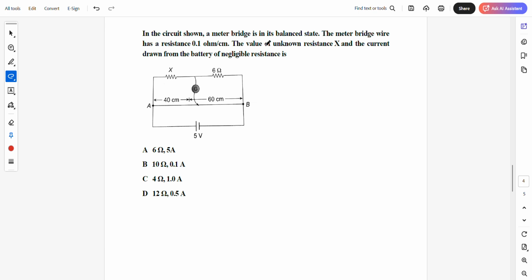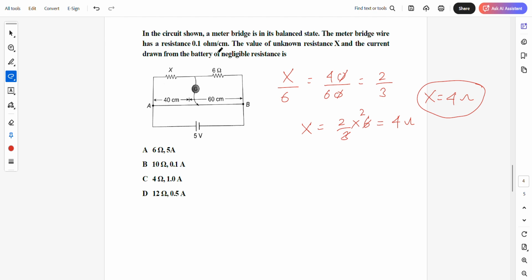In the circuit shown, a meter bridge is in its balanced state. For the balance, first x by 6 is equal to 40 by 60. The 0 cancels, so it becomes 2 by 3. So calculate x is equal to 2 by 3 into 6, which is 4 ohm. So x is 4 ohm. Right. Now next, what is being asked?